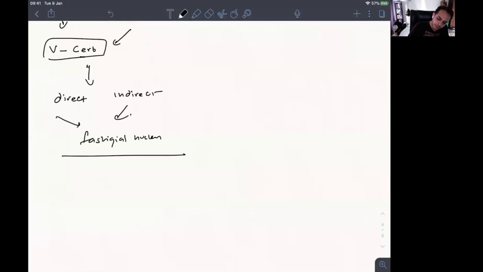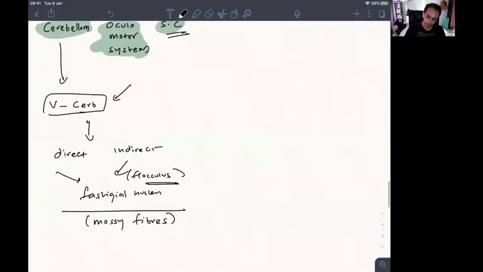Okay, and it is part of the flocculus. So it is in the deep part of the cerebellum, and the connections will go as part of the mossy fibers. If you remember our cerebellum discussion, we discussed that there were two ascending fibers into the cerebellum: one is climbing and one is mossy. So part of the mossy fiber input into the cerebellum is from the vestibule.